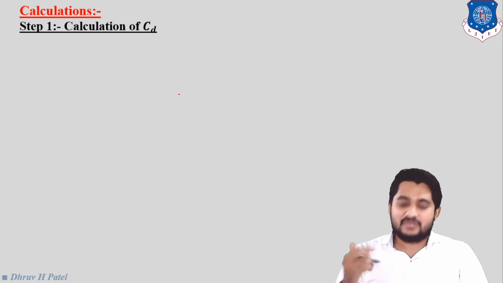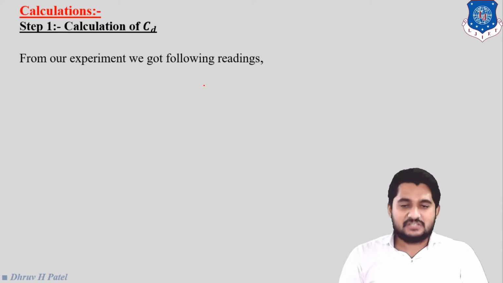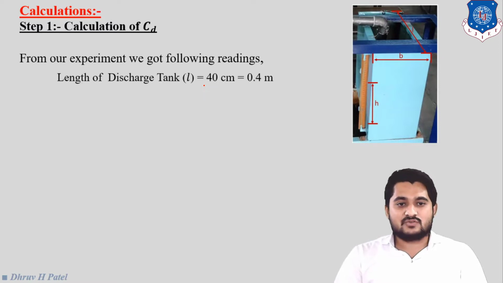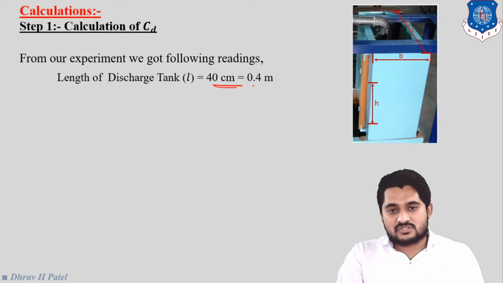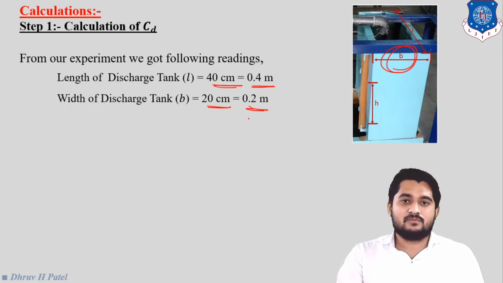First, we will calculate Cd. The equation of the Cd is Q actual by Q theoretical. So from the experiment, we got the following readings. So this is our discharge tank. As usual, the length of the discharge tank is 40 centimeter. We have to deal with the SI units only, so 0.4 meter. The width of the discharge tank is 20 centimeter. This is the width of the discharge tank, so this is 0.2 meter.